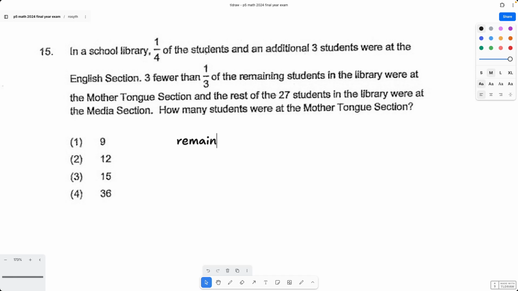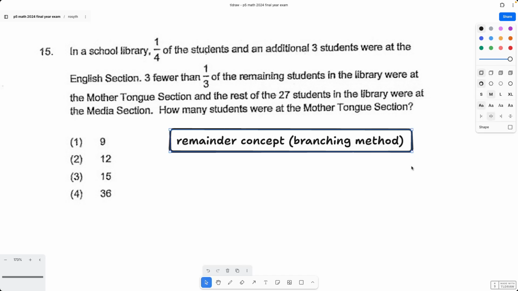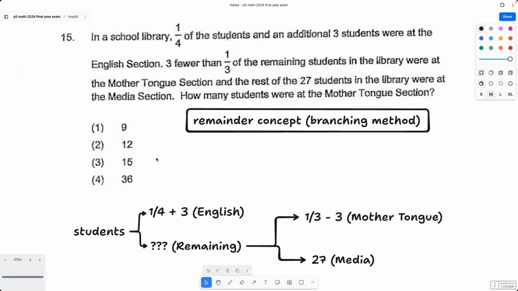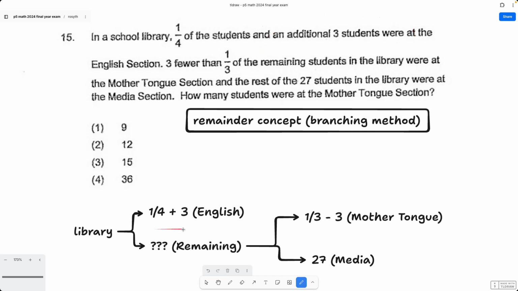So this is the remainder concept. Okay, so we're going to use the branching method. I love the branching method, because it's the fastest way to do it, and if you do it then it actually works. All right, so it looks something like this. So in the library, 1/4 of the students, an additional 3 students, so you represent it as this, were in the English section. Then we don't know the remaining, but we can calculate later.